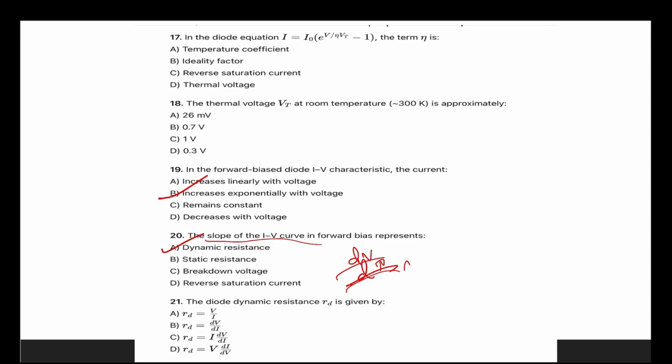Now next question, the diode dynamic resistance rd is given by what? Option A, rd is equal to V by I. Option B, rd is equal to dV by dI. Option C, rd is equal to I into dV by dI. Option D, rd is equal to V into dV by dI. We know that the slope or the dynamic resistance rd is equal to dV divided by dI.